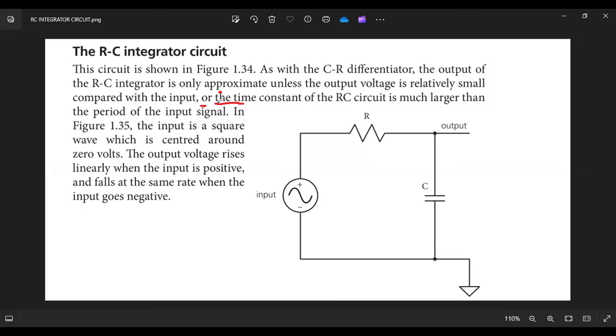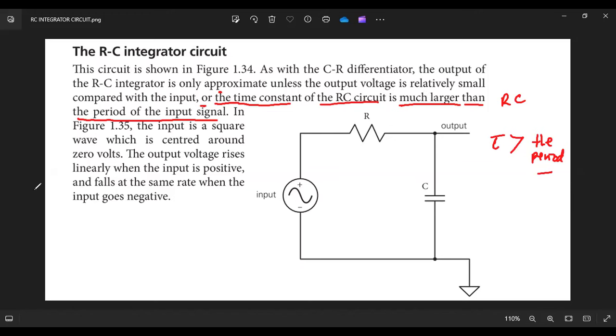That is, the time constant of the RC circuit is much larger than the period of the input signal. As we are talking about the time constant, which is your tau, remember, your time constant tau of an RC circuit is the product of resistance and capacitance. They're saying it is much larger, meaning to say it is greater than the time period, which is the period of the input signal. It is greater than.